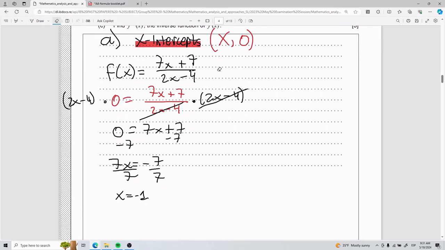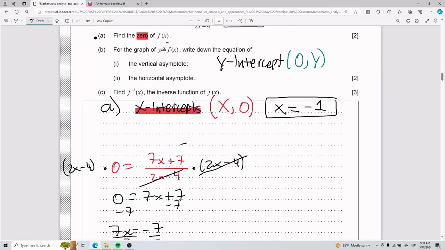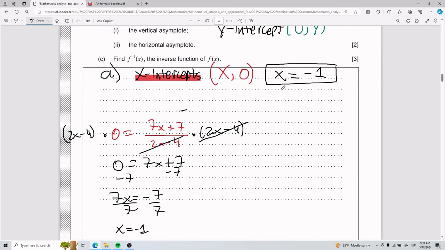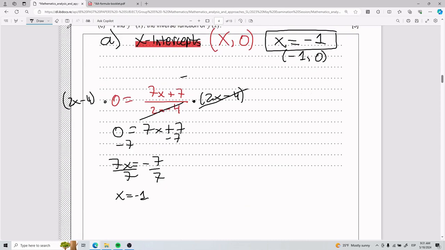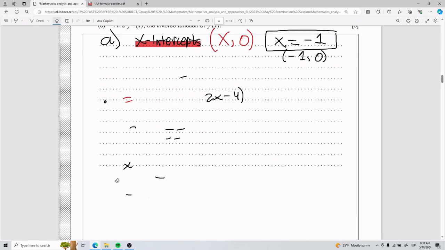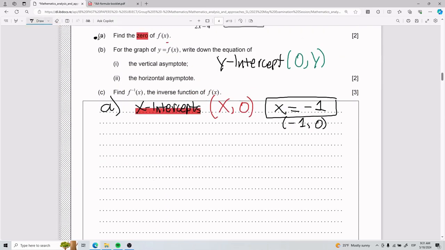So for part A, I'm just going to put it up here to be more conservative with space. For part A, x equals negative 1. Okay, so that is the zero of f of x. If you get fancy, you can say that it's negative 1 comma 0. Same idea, nothing is changing there. So that is for part A. Remember that zeros makes reference to x-intercepts, a very specific thing you have to remember.